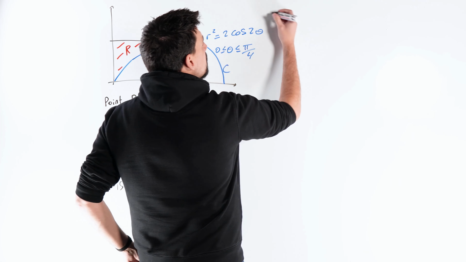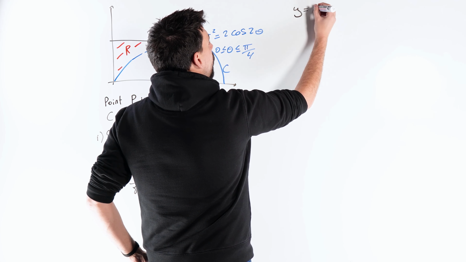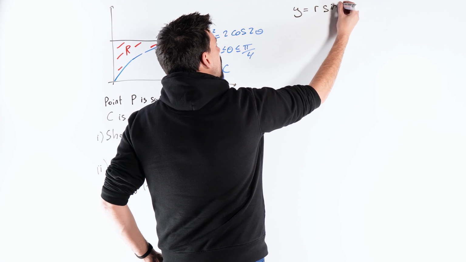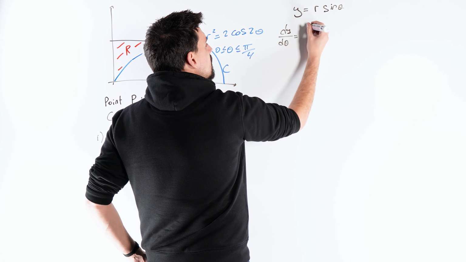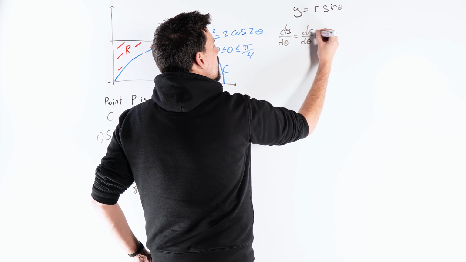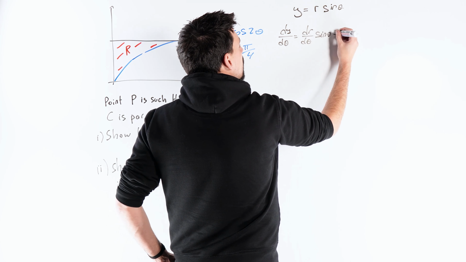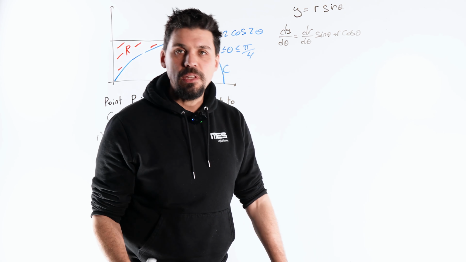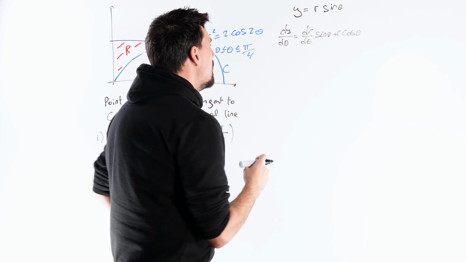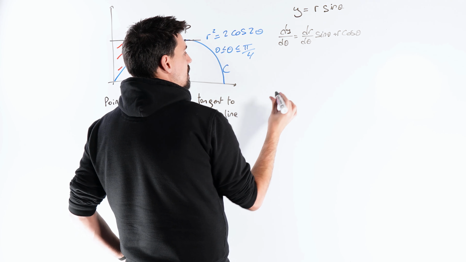So just a reminder, y is r sine theta. So if we want to differentiate that, dy d theta becomes dr d theta sine theta plus r cos theta. That's going to be useful because we need to find the point P. So let's have a little look-see.